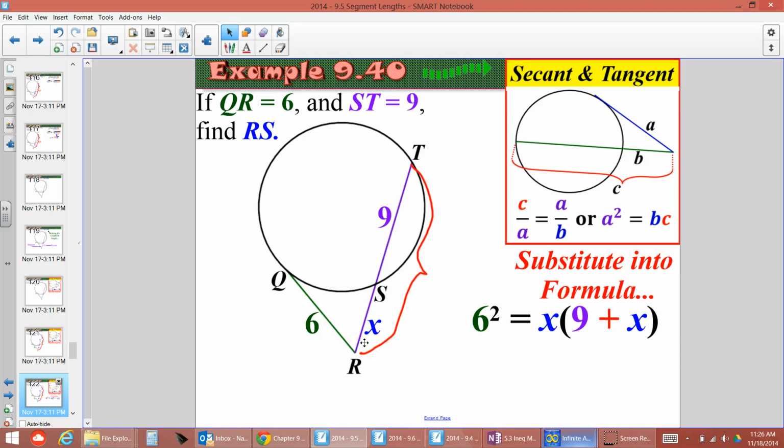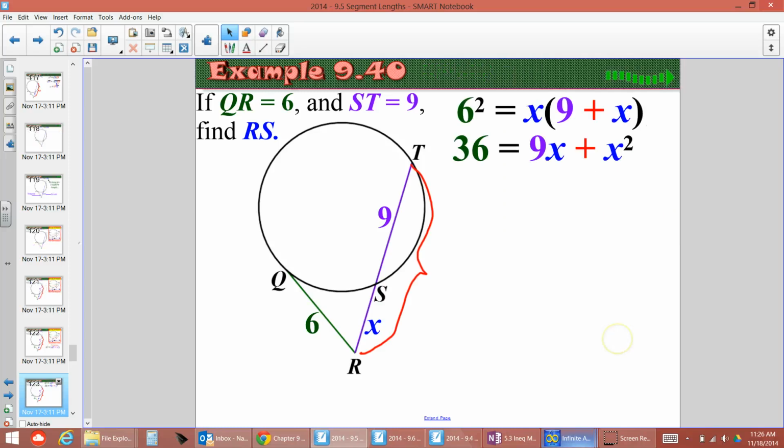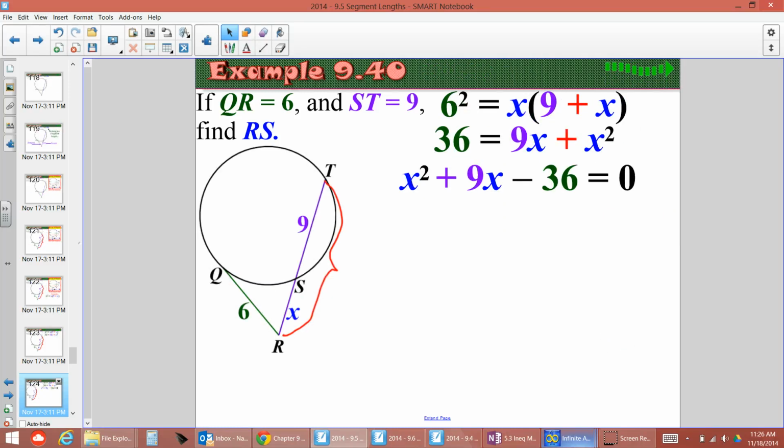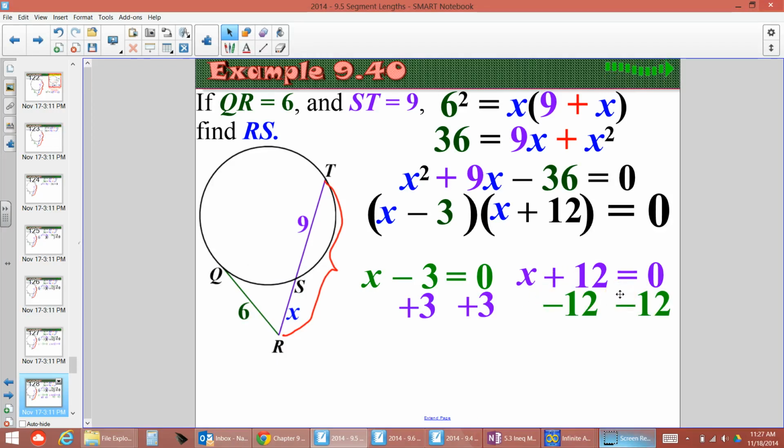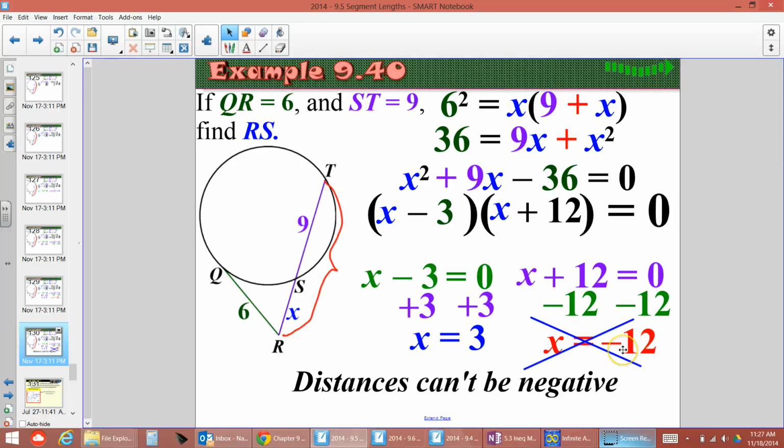So I end up with the length being what I want to know, plus 9. So I get 9 plus x. When I distribute in, I have to solve for 0, right? Get everything on one side, and then I can factor it to be x minus 3 and x plus 12. When I solve for these values, I end up realizing something. I subtract 12 from this side. Well, x cannot equal a negative number. Okay, this can't be negative, so my only viable answer is x equals 3.